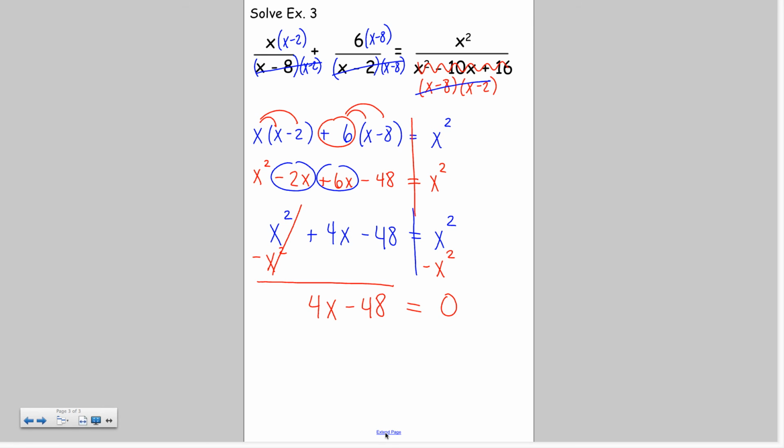So to solve this, I actually need to move my 48 over. So I'll have 4x equals 48. So to solve it, divide by 4, and you get that x equals 12.